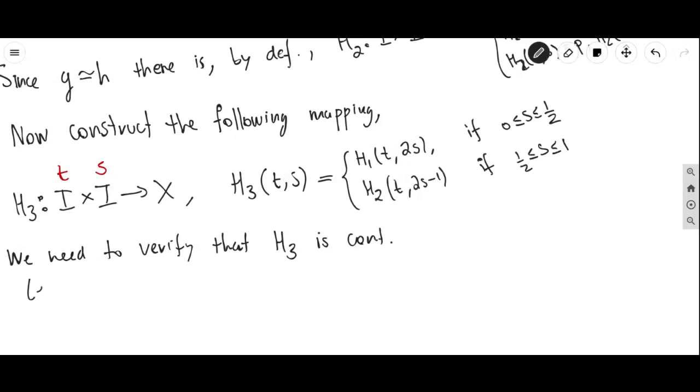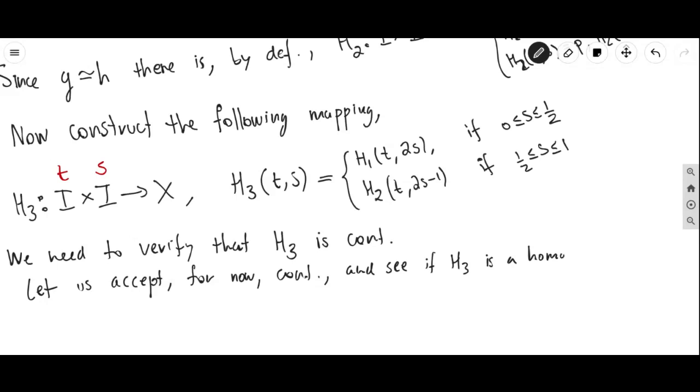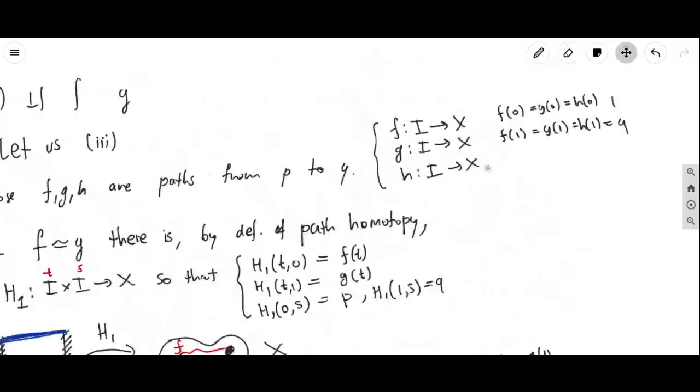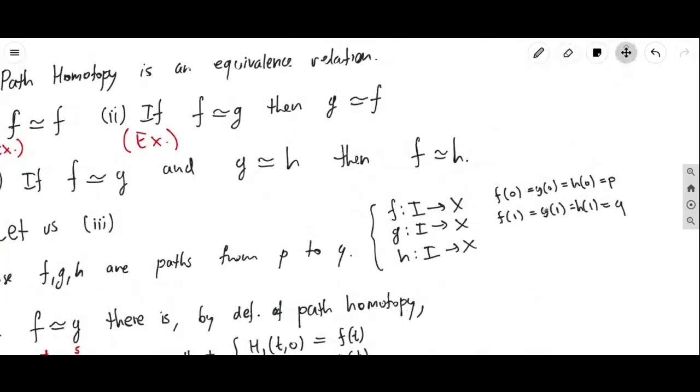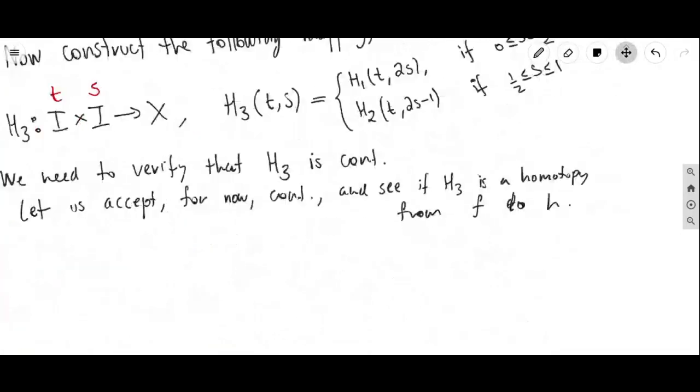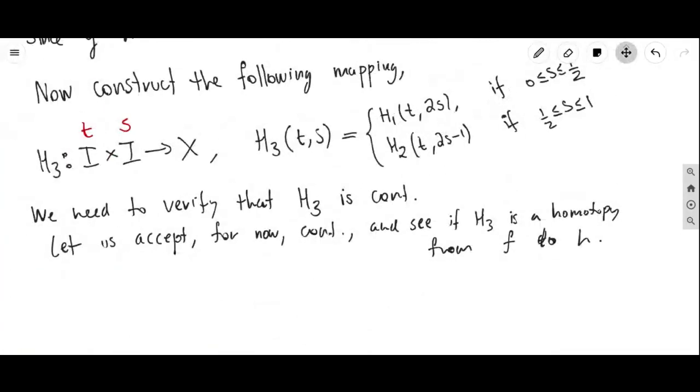So let us accept for now continuity and see if H3 is a homotopy from F to H. Because that's what we want to show, right? We want to show that F and G are path homotopic. So how does one do that?